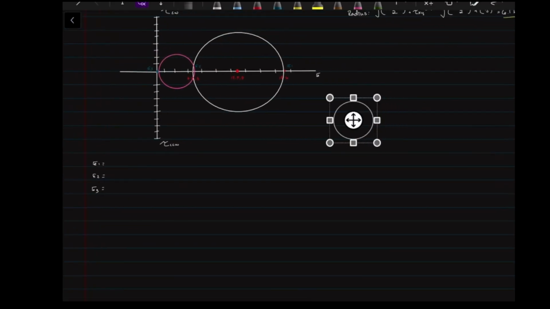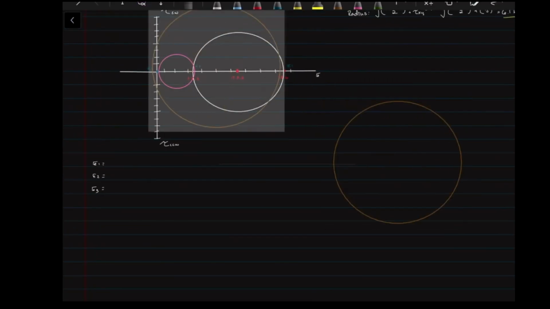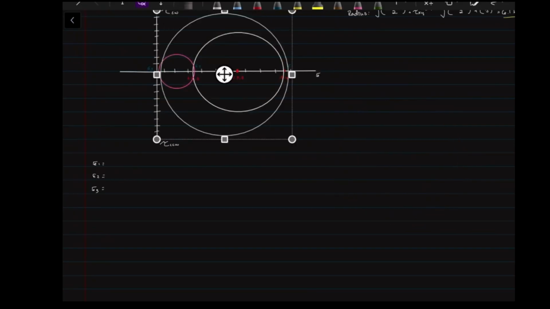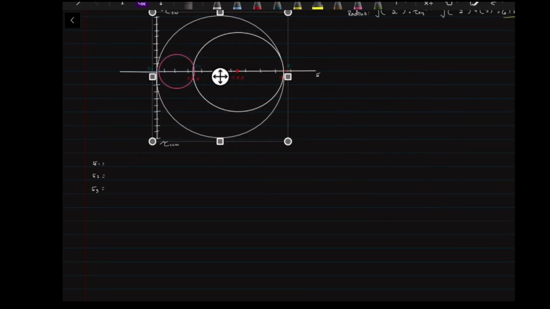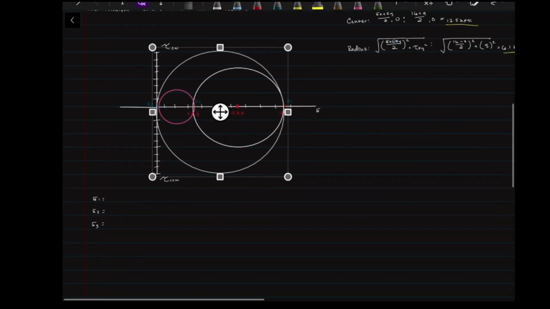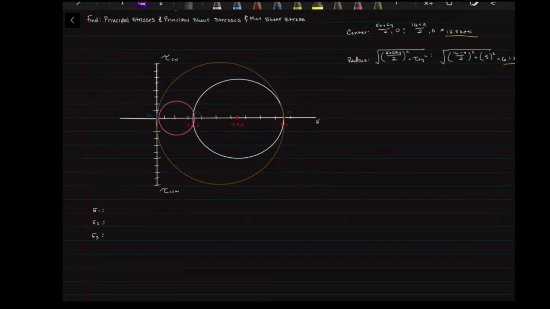Let's move it over. Let's make it big. This is going to be our big circle. We're going to stick it at the 1 point, sigma 3, which is our 0 value, and it's going to touch sigma 1. And there you have it. There's your Mohr circle drawing done. That's it. That's all you have to do. Super easy. I told you. If I can do this, you can do it.